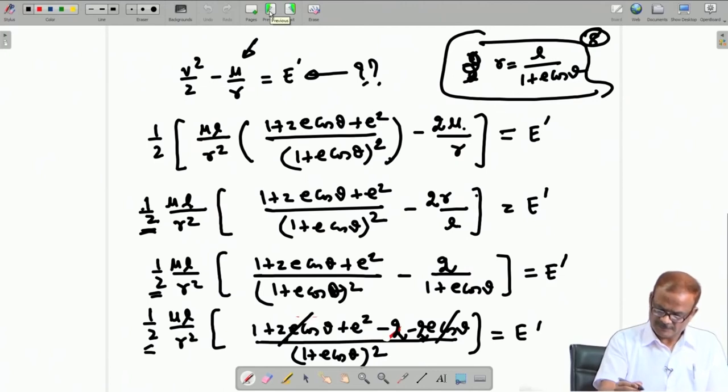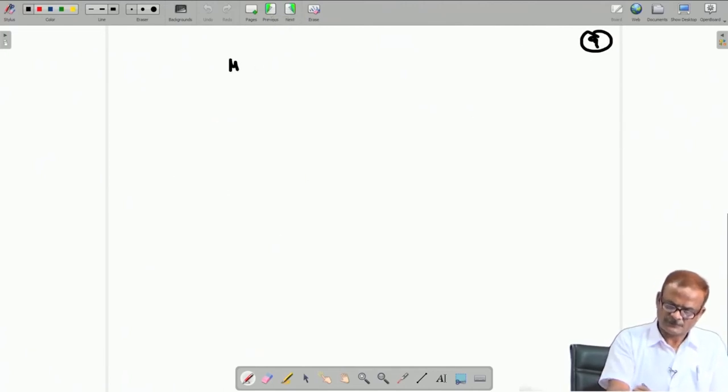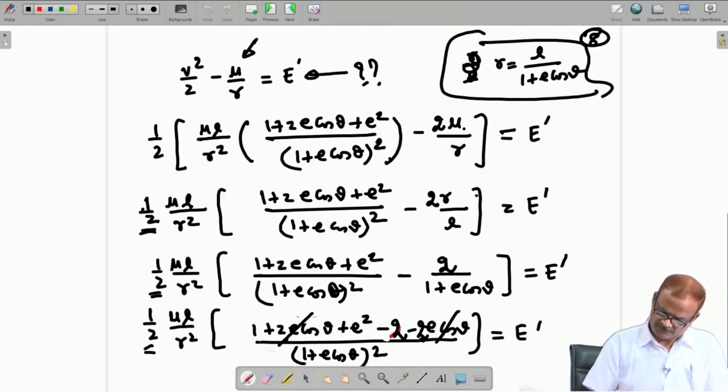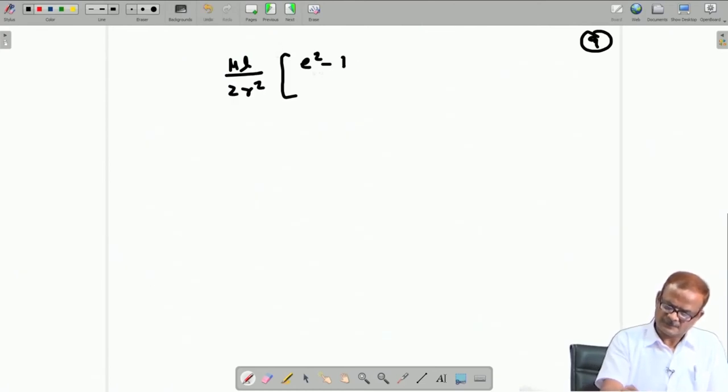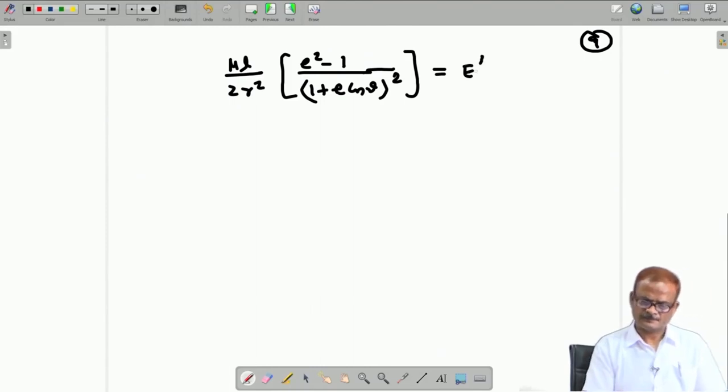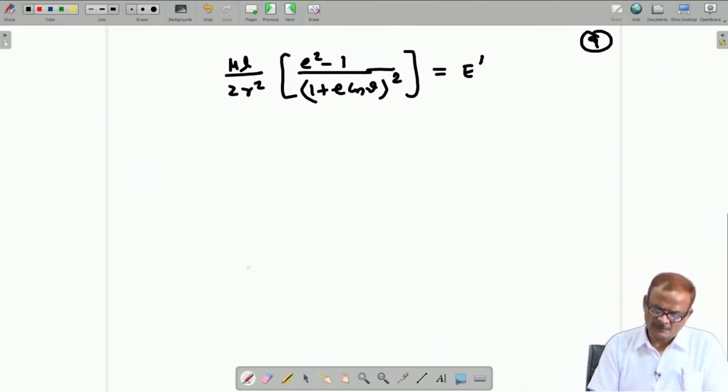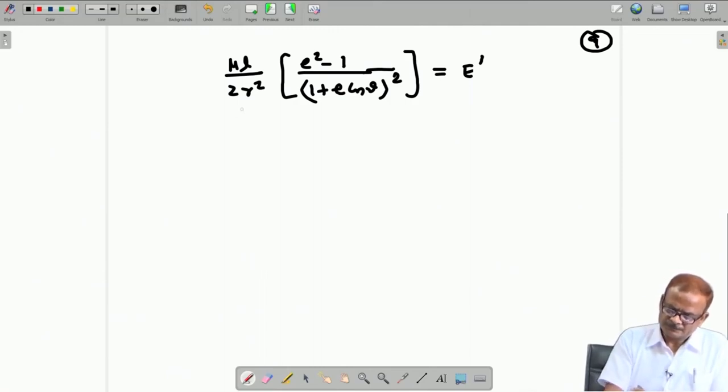So, from the previous page, this is mu L by 2 R square, mu L by 2 R square, and in the bracket this is E square minus 1 divided by 1 plus E cos theta whole square, equal to E prime. Okay, and whatever simplification we can do at this stage, we will do. So, already R we have written as L by 1 plus E cos theta.